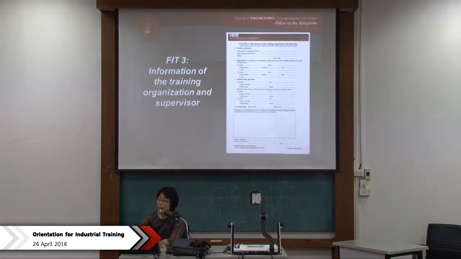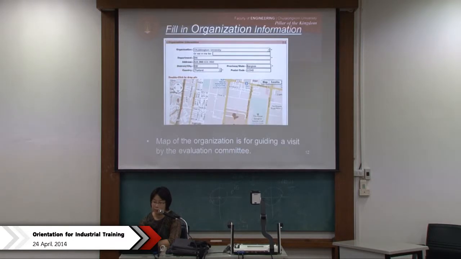So let's start with the first one, the filling up of the organization. You will fill this through the form called Fit3. It will look like this, Fit3. So you have to fill in your training organization, your supervisor name, and also the map of the training organization. And you can fill this by the web page. The page on the internship info will have the place for you to fill in this online.